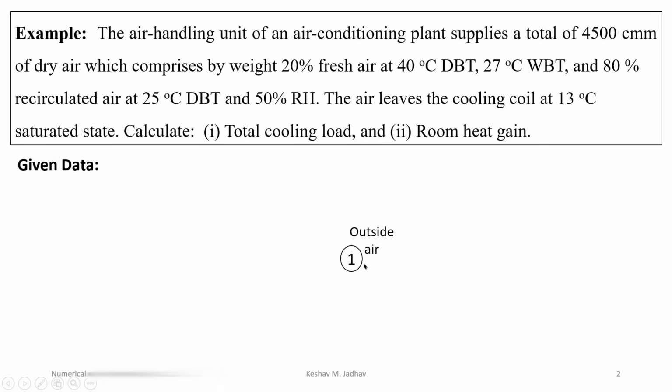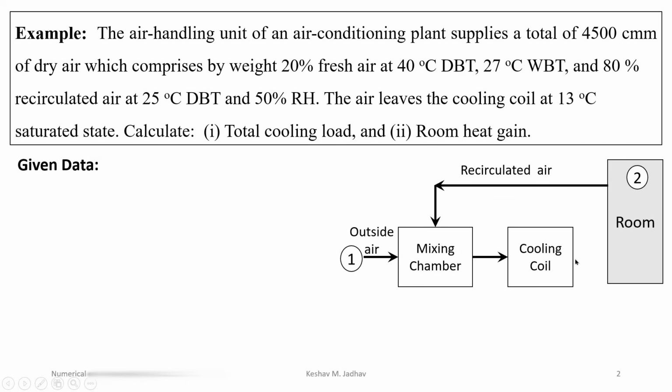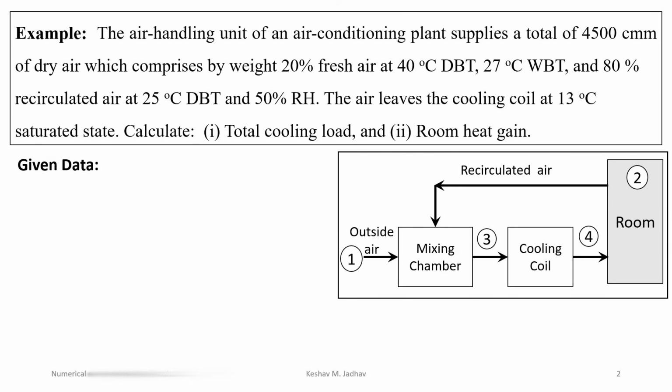So outside air is point 1 and room condition is point 2. This outside air and room air, that is recirculated air, is mixed in the mixing chamber and then supplied to the cooling coil, and after that it is supplied to the room. So outside air is point 1, inside room condition is point 2, after mixing it is point 3, and after passing that air over the cooling coil, it is point 4. So this is the typical layout for air conditioning plant.